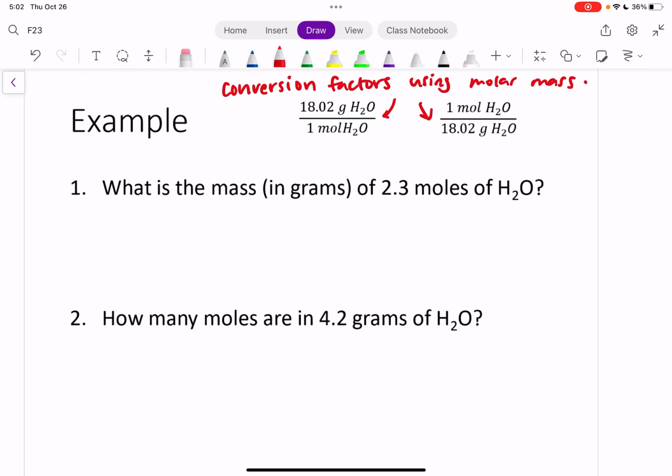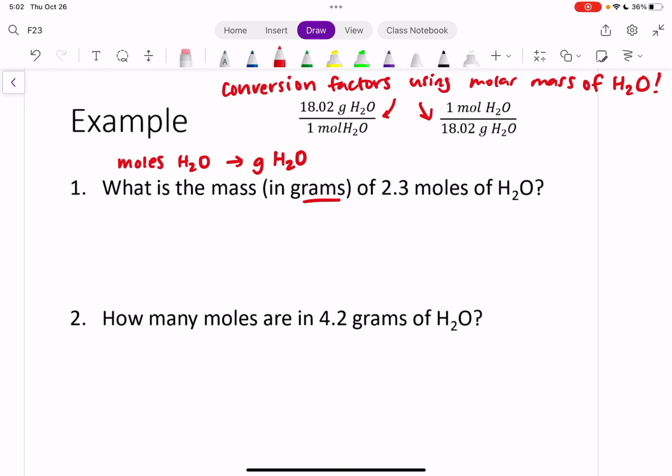Right, the molar mass of water, actually, I should say. All right, and the first question asks, what is the mass in grams of 2.3 moles of water? So just before we do anything, let's break this down a little bit. It looks like I want to convert from moles of H2O to grams of H2O, right?